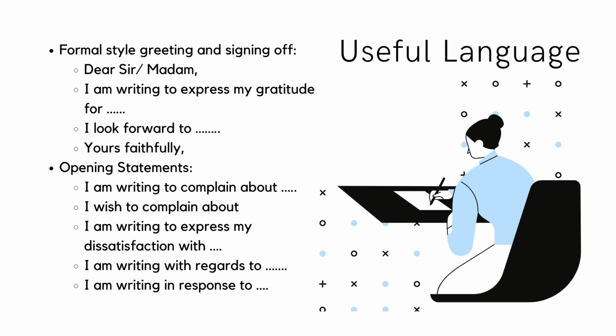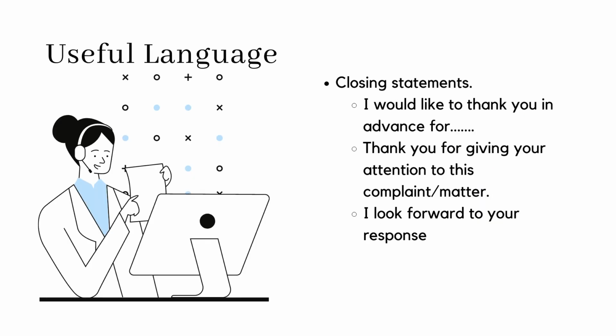Now let us see formal style opening sentences or opening statements. The first one is, if you are writing to complain about something, you can use this start. I am writing to complain about, I wish to complain about, I am writing to express my dissatisfaction with, and so on. The next common opening statements are, I am writing with regards to something, and last is, I am writing in response to.